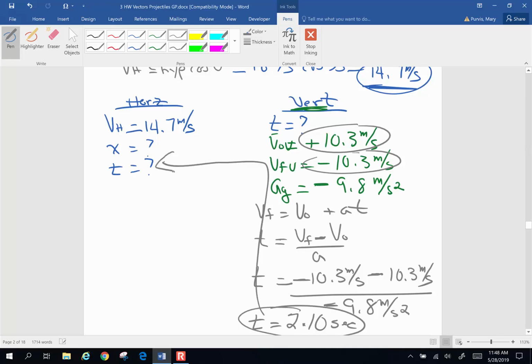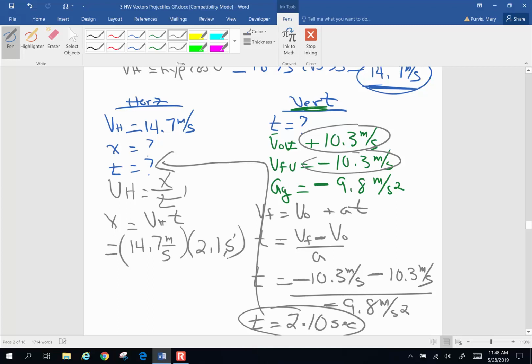Plug that in up here. Horizontal, you know, the only equation you can use is x over t. We're solving for x, which is going to be horizontal velocity times time, and that's going to be 14.7 meters per second times our 2.1 seconds. So times 14.7, and I end up with a horizontal displacement of 30.9 meters. And that will do for that one.